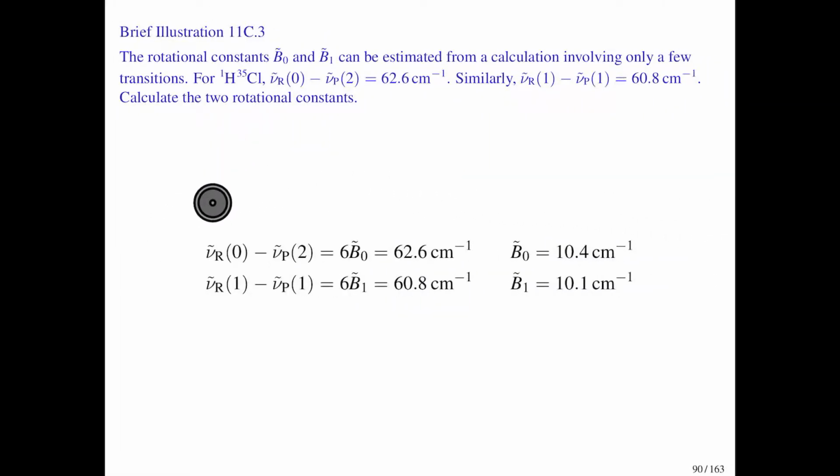And here's an example problem where they give you some information on two different transitions, and by comparing the values, you can find B0 and B1. And they're pretty close. It's not a huge difference between them, but again, in high resolution spectroscopy, you can distinguish these types of differences.